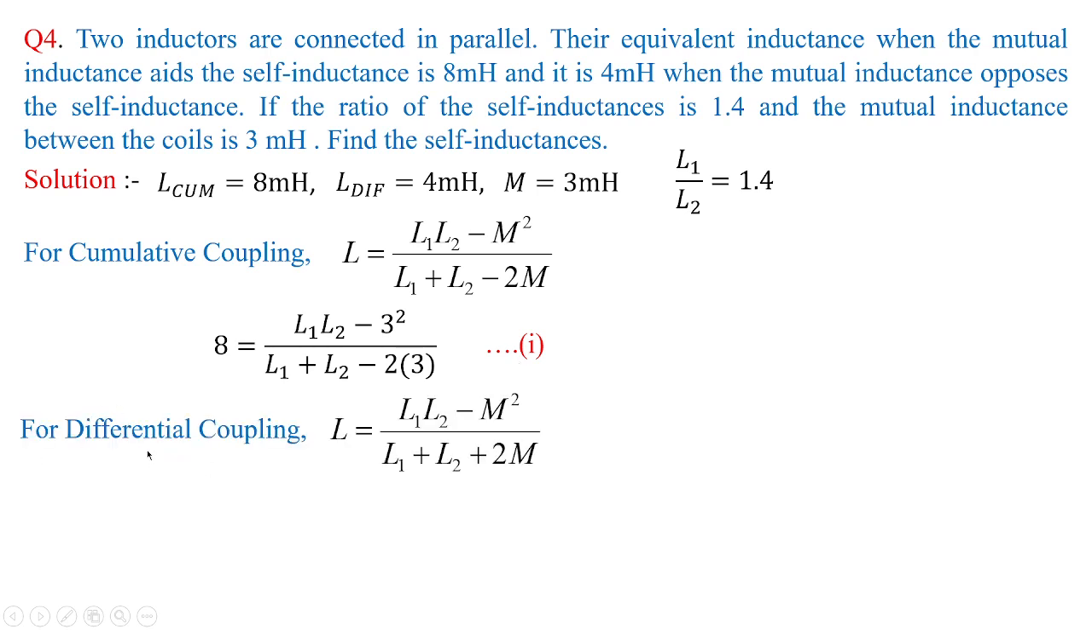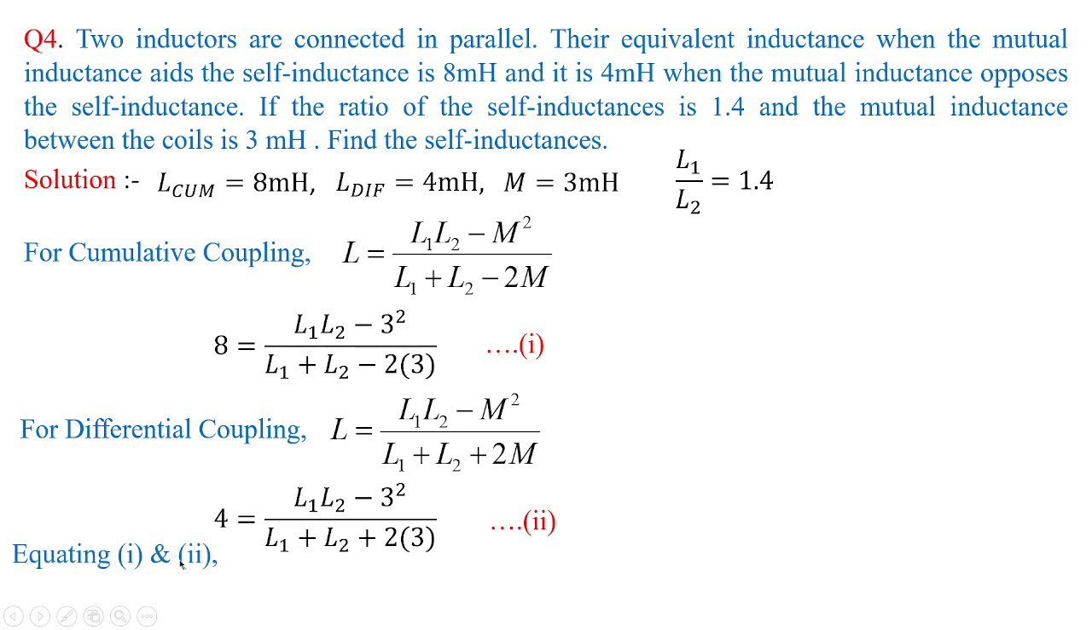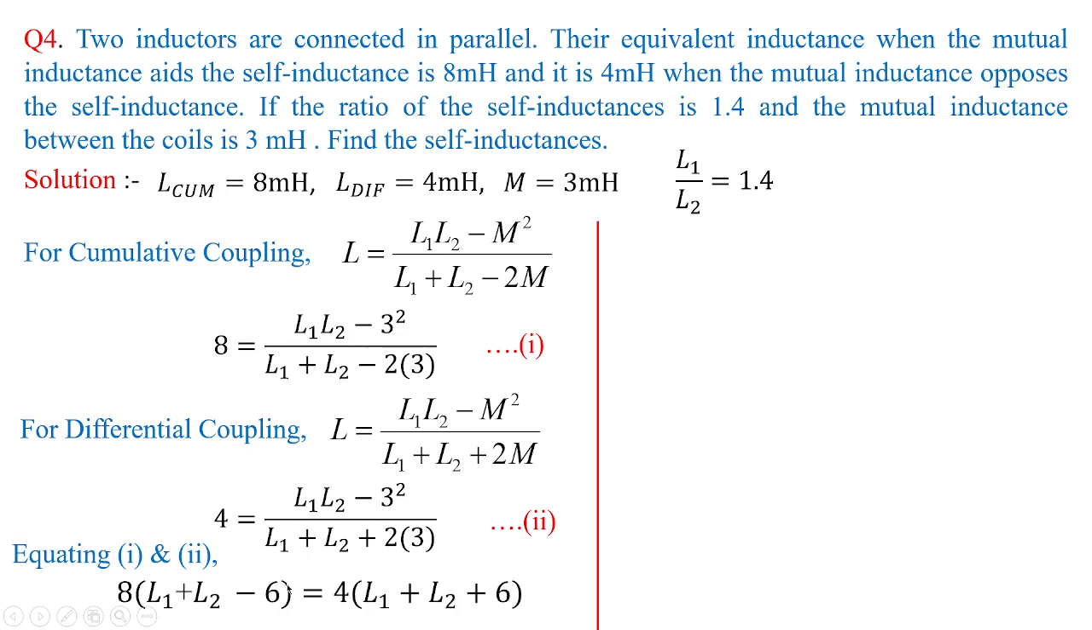Also, from the differential arrangement, the formula is L equal to (L1 L2 minus M square) by (L1 plus L2 plus 2M), and the value of differential inductance is given as 4 millihenries. Substituting the values, I'm framing equation 2. Equating these two equations, because the numerators L1 L2 minus 3 square are equal in both, I can equate the denominators. With this I get L1 plus L2 equal to 18.